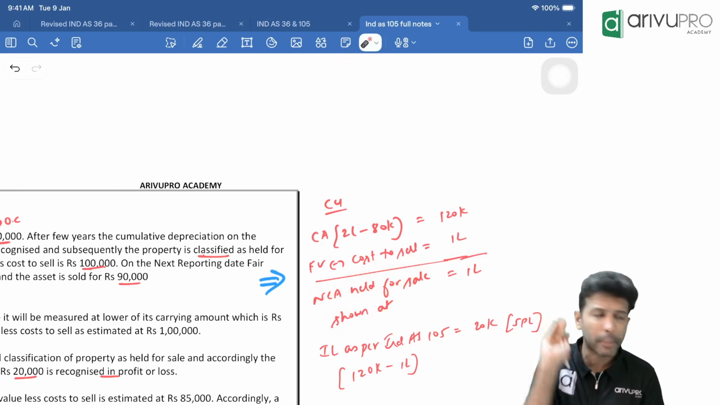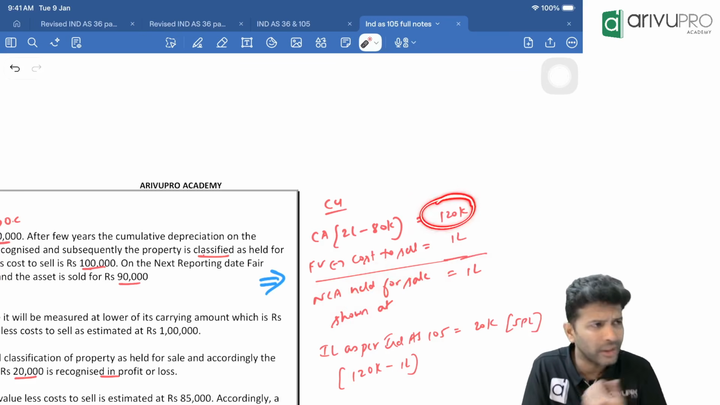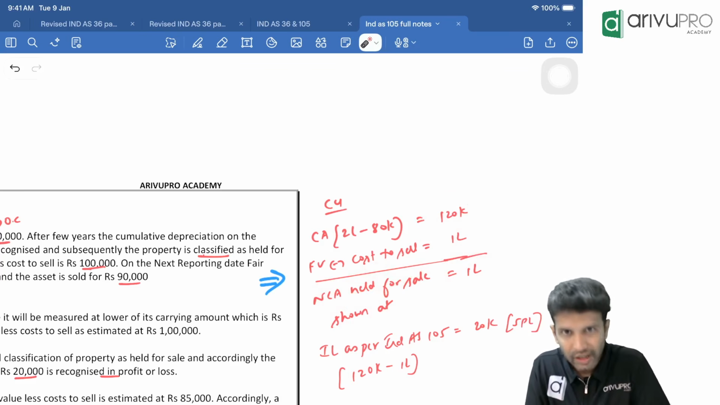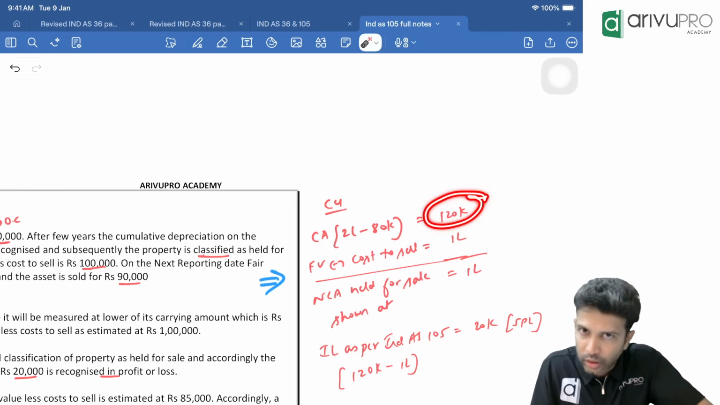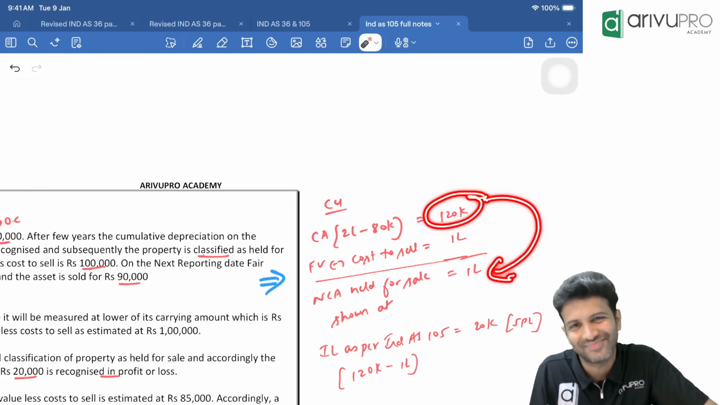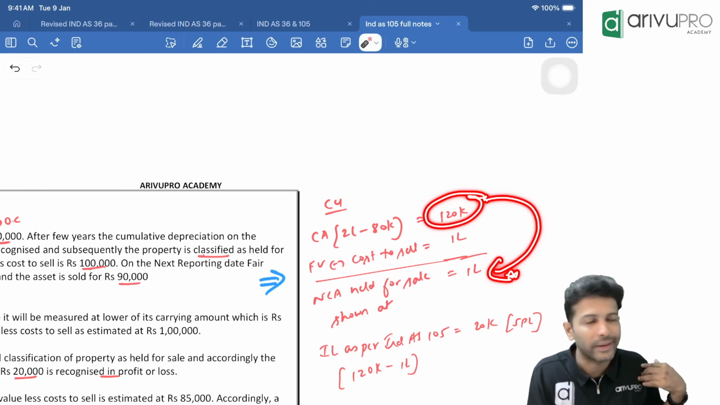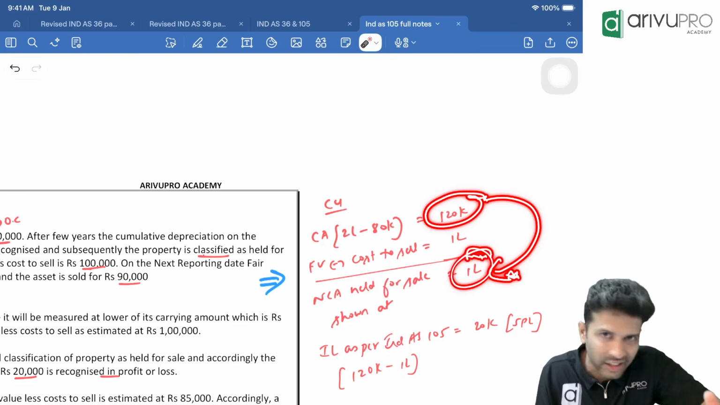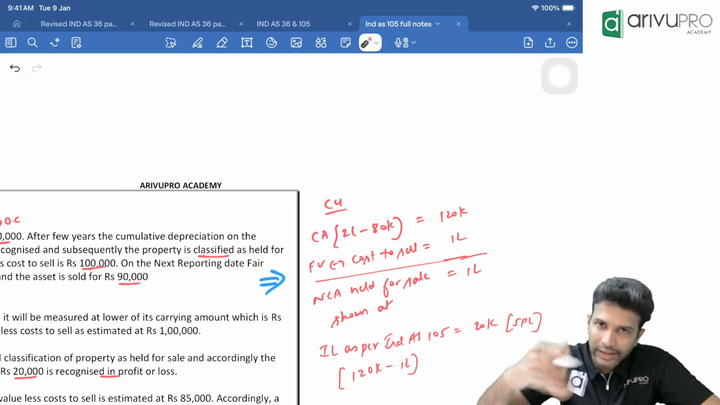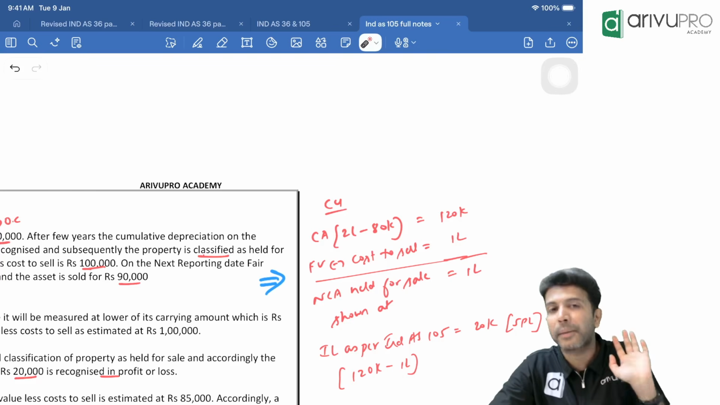Okay, but hang on. Carrying amount means the value currently in our books. So currently the value in our books is 120. But from now onwards, we have to show the asset at 1 lakh. Correct? So currently it is shown at 120. From 120, we need to bring it down to 1 lakh. So that means there is a reduction of 20,000. That 20,000 reduction we accounted as impairment loss.